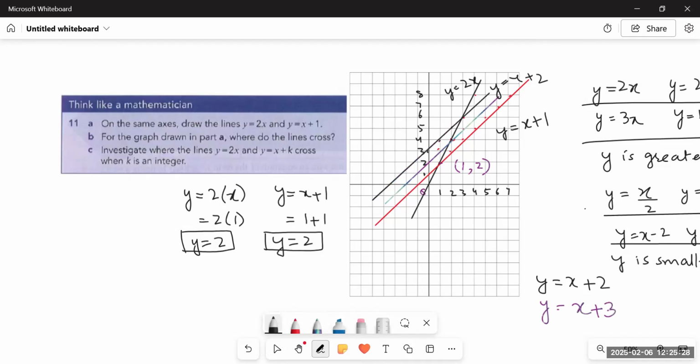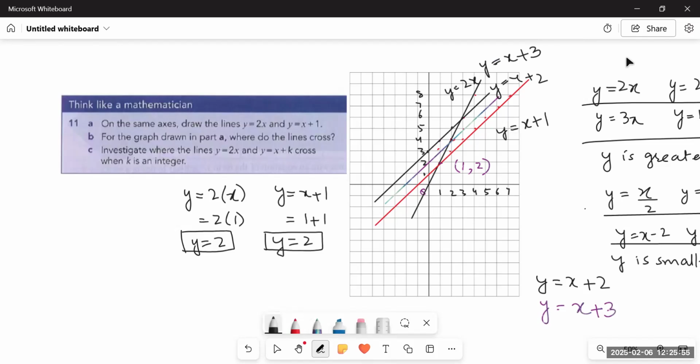And this line again would be parallel to the previous two lines. So this line is y = x + 3. And similarly, if we keep on increasing the numbers in place of k, the line would keep on going above and above the line y = x + 1. But it would be parallel to all these lines having the form y = x + k, right?